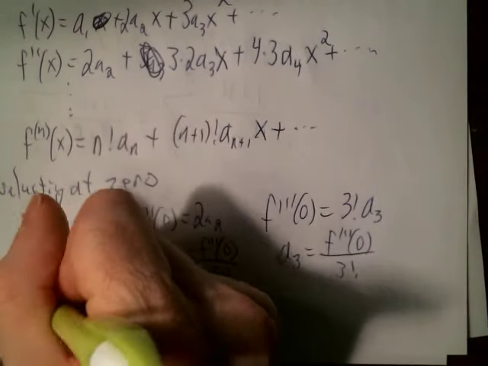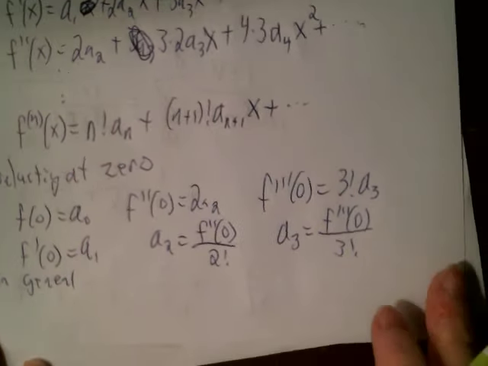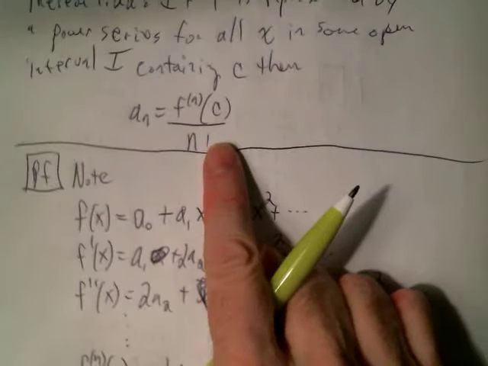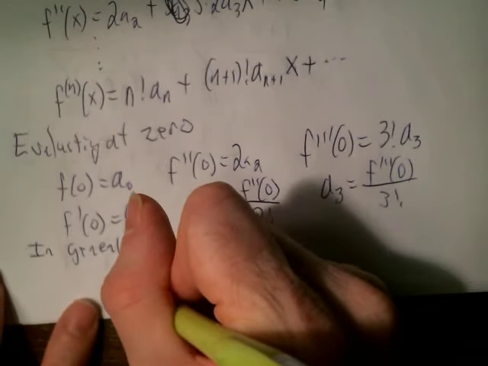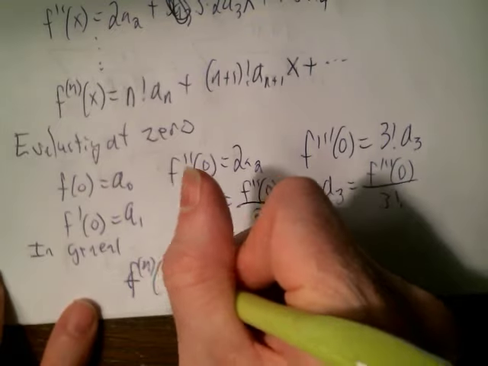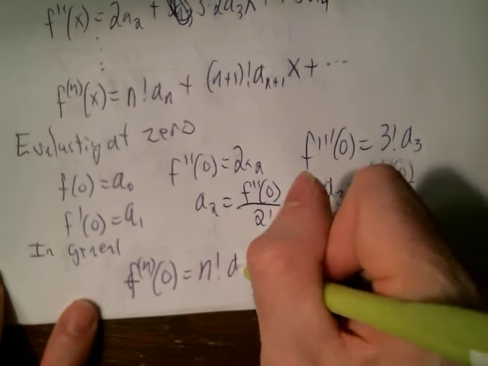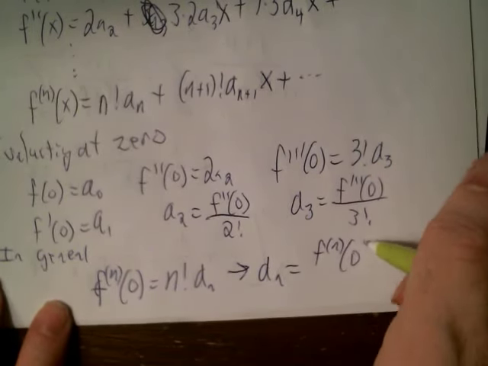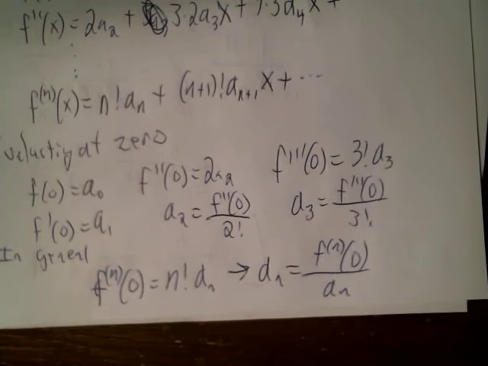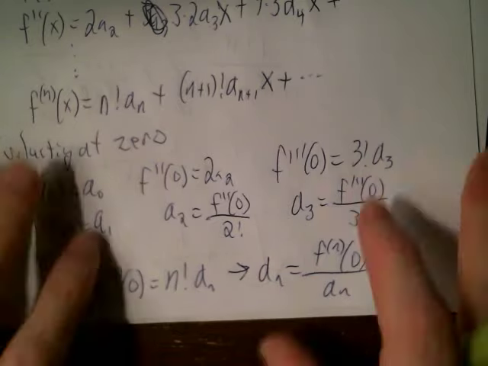And in general, then, a sub n is equal to exactly what we were saying in the theorem. So in general, we'll have the nth derivative evaluated at 0 equaling n factorial times a sub n, which implies a sub n equals the nth derivative evaluated at 0 all over n factorial. Okay, so if a function does have this representation, it has to have that form that we saw with the Taylor and Maclaurin polynomials.